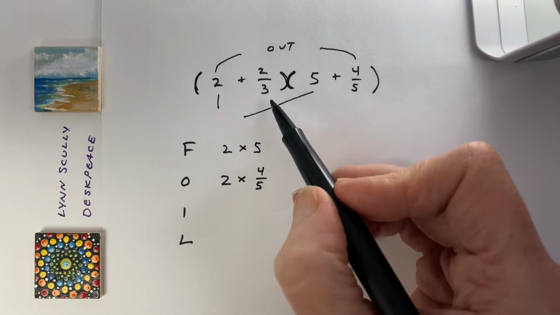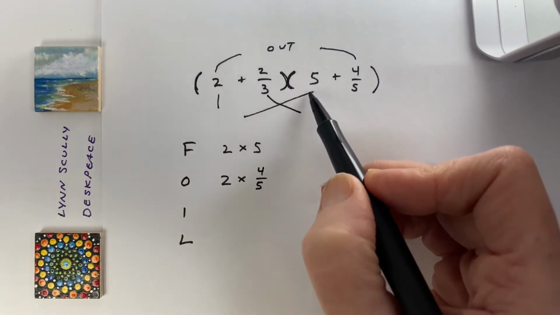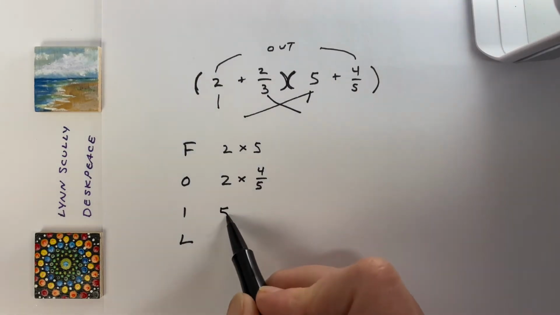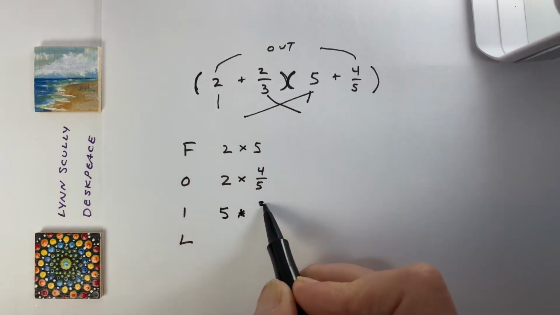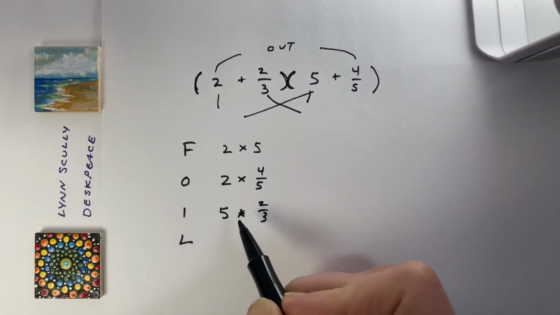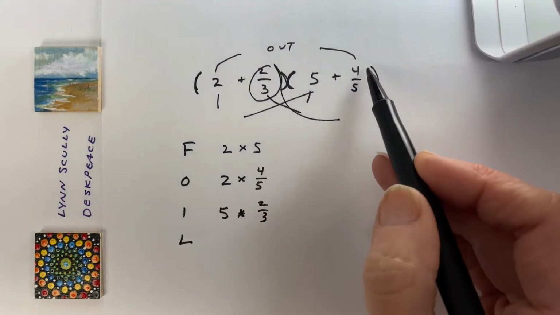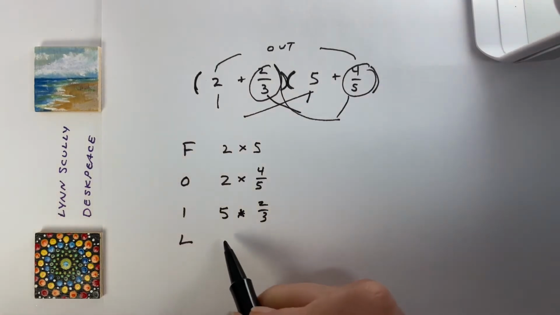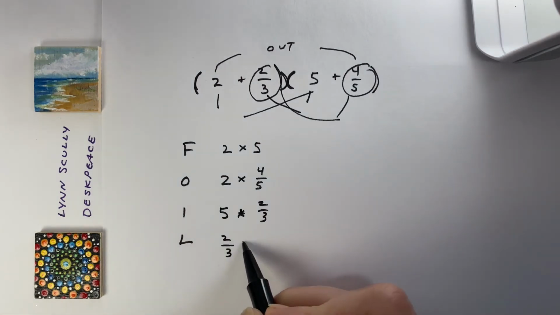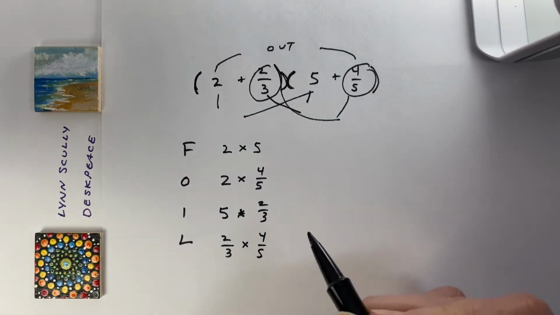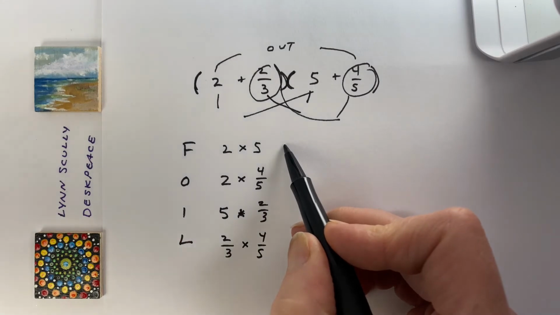Our inners, this guy is on the inside closest to this guy. So that is 5 times 2/3. That's multiply. And then our last guys, this is last in this package, and this is last in this one. Getting sloppy here. So I have 2/3 times 4/5. Now let's do this multiplication.